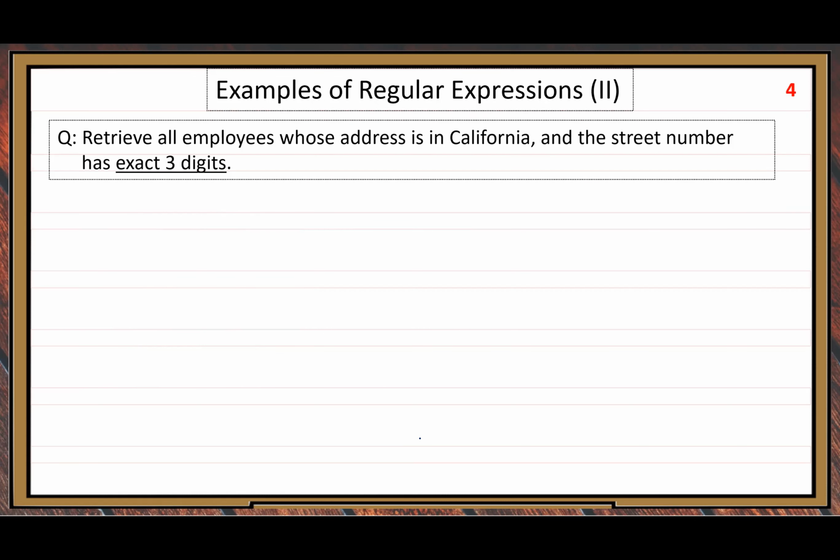Look at this example. Retrieve all employees whose address is in California, CA, and the street number has exactly 3 digits. We did that last time, right? So we can write that pattern: at the beginning of the address string, exactly 3 digits, and later you need to match that CA part.